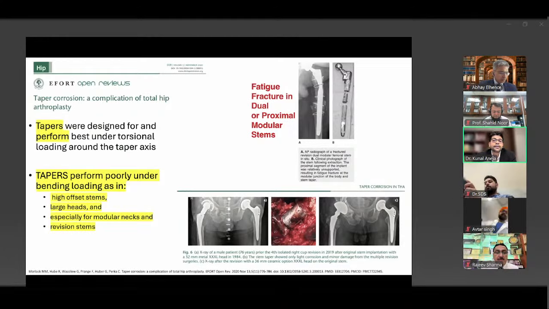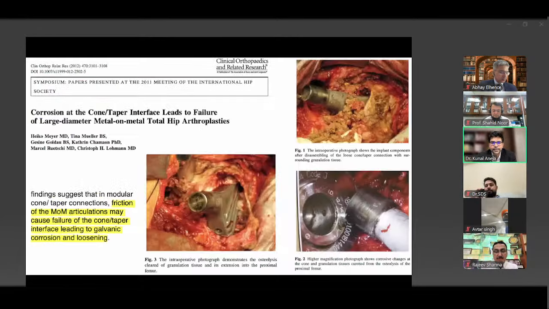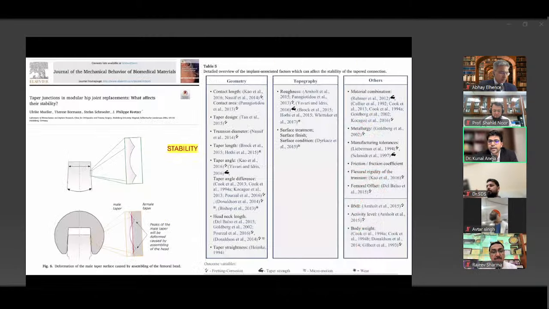Tapers which were designed for increased torsional forces do not do well with the varus bending, which is achieved with high offset stems and the large head, especially for modular necks and the revision stems. And there have been failures at that junction. Metal-on-metal articulations do not do well because of galvanic corrosion, loosening, and excessive formation of granulation tissue and aseptic loosening.